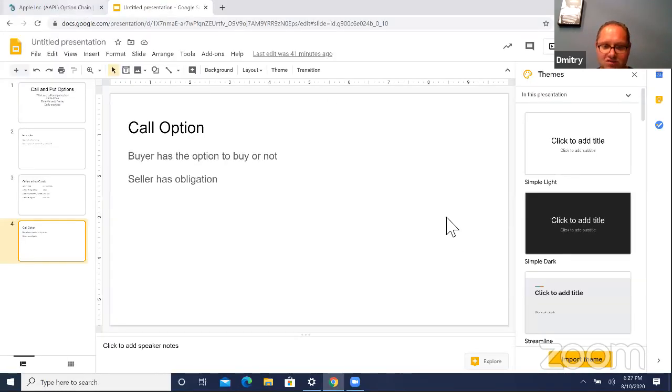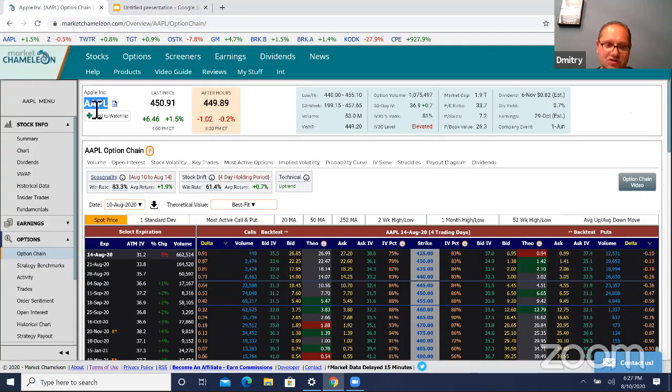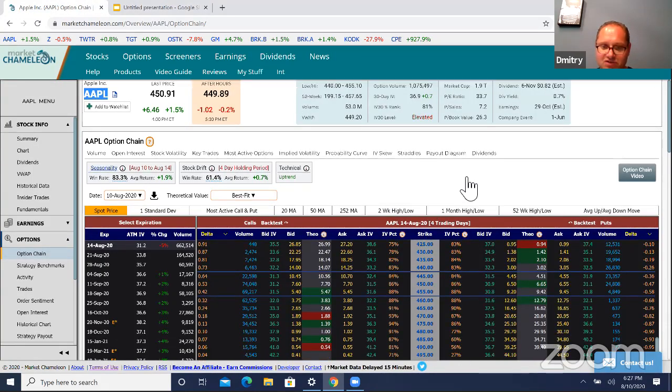And this is how we would look at a call option. So let me actually just exit this part. Let's go to an options chain here. So here's Apple, right? So this is Apple, and I brought up an Apple options chain.